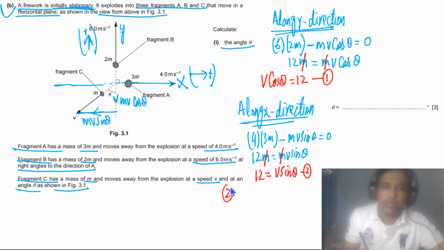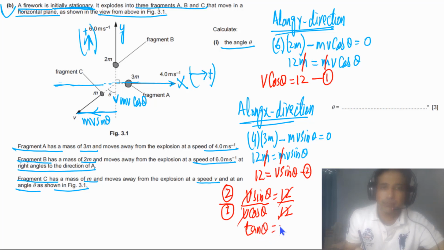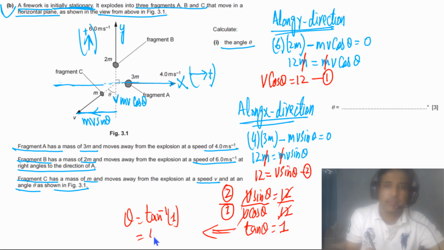Now we can divide the second by the first. So we have v sine of theta equal to 12, divided by v cosine of theta, and here also we have 12. We can cancel v with v, 12 with 12, so we are left with sine over cosine. So this is tangent of theta, that is equal to 1. So theta is equal to tangent inverse of 1. The angle in this case will be equal to 45 degrees.